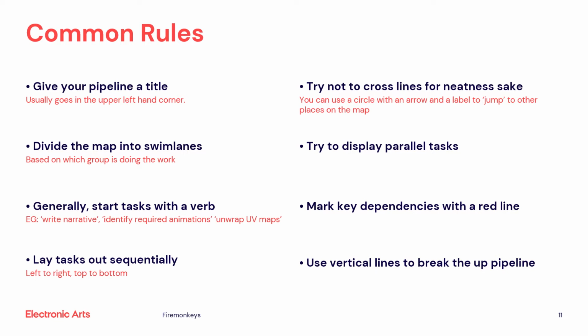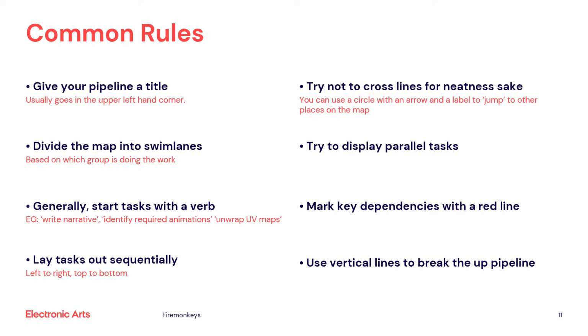Give your pipeline a title. It usually goes in the upper left-hand corner. Divide the map into swim lanes based on which group is doing the work. Generally, start tasks with a verb. For example, write narrative, unwrap UV maps, etc. Lay tasks out sequentially, left to right, top to bottom. If your connector is going backwards, it should signal rework. Try not to cross lines for neatness sake.